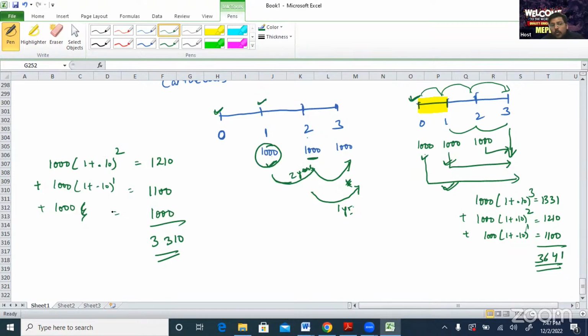So what I can do from this, if I want to reach to this, I can say 3310, because every single cash flow is compounded for 1 extra period. So what can I say? I can say 3310 into 1 plus 10%, because every cash flow is compounded for 1 extra period.